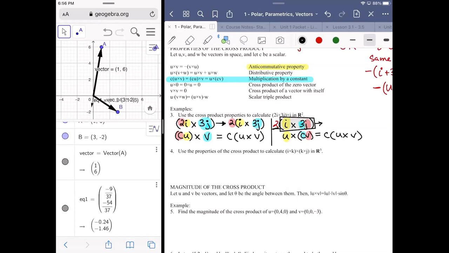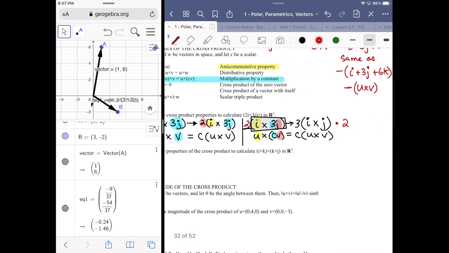The C is really a 3. The U is the I. And the V is the J. All right, but I still have that 2 there. Right, so I can't just ditch that. All right, so what I'll do is I'll take that 2 and just multiply it on at the end. And what I would get is a 6 times I cross J.